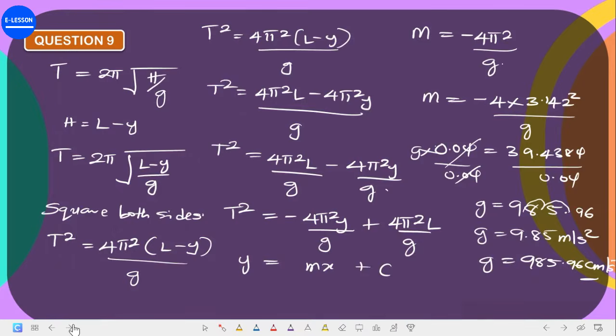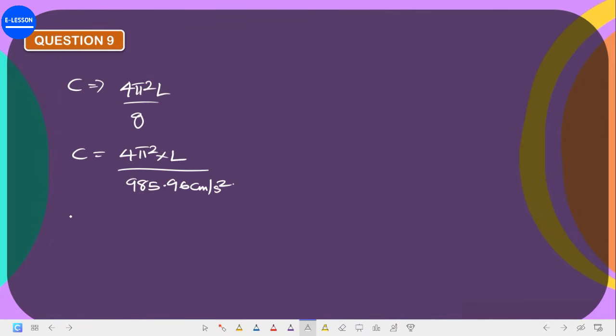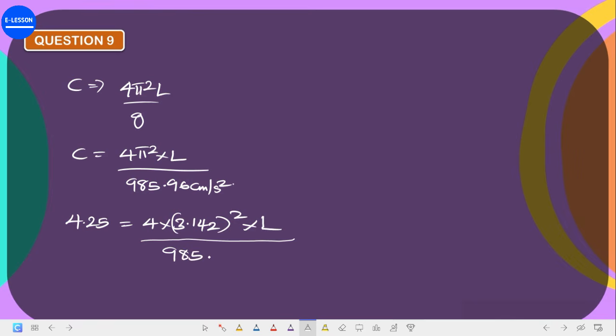So we come here and say 4.25 is equal to 4 pi squared times L, which is what you are looking for, divided by 985.96 centimeter per second square. 4 pi is what? 3.142.